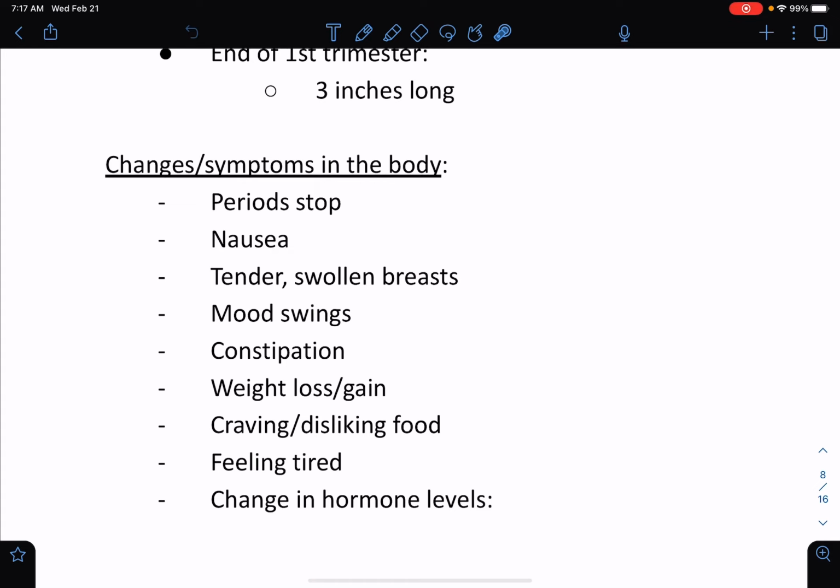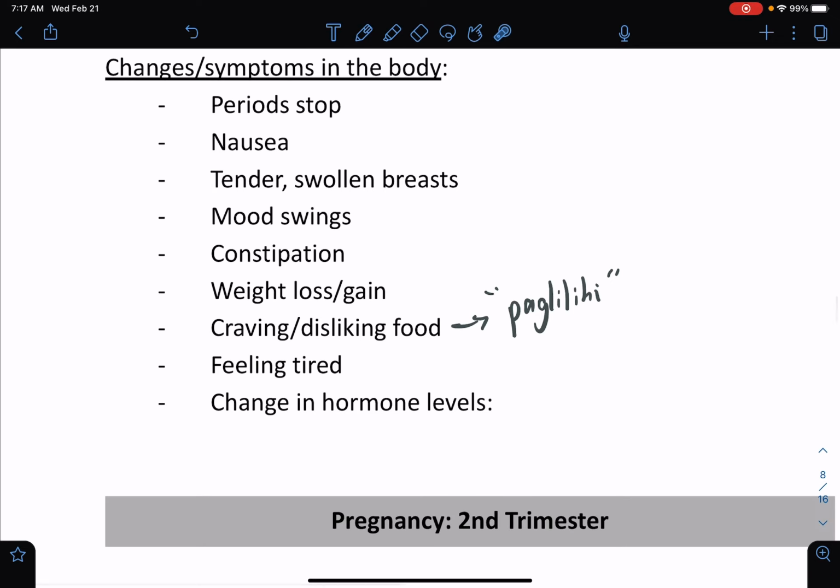We have mood swings, constipation, weight loss or gain. The weight can fluctuate. Feeling tired is normal. One can crave or dislike food. In Filipino, this is, I suppose, called paglilihi. It's kind of a weird word for someone who isn't a native speaker of Filipino, but yeah. If someone says pinaglihi ka sa, for example, prutas, at some point the mother had to crave for fruits during a time in her pregnancy, particularly in her first semester probably.